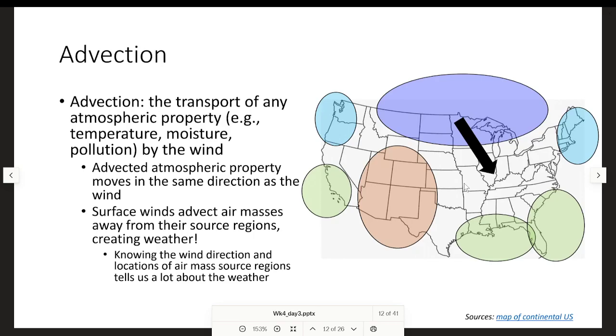Knowing the wind direction and location of air mass source regions tells us a lot about the weather. So if it's cold up here and it's moving south, that means you're just going to have cold air moving south, and that's pretty much that. It's not too difficult.